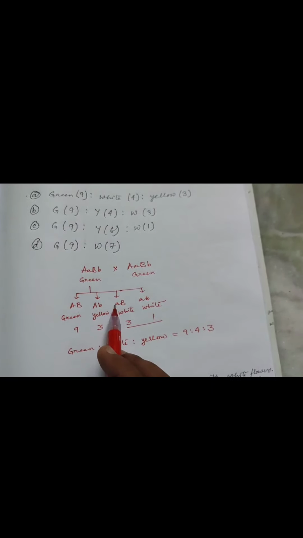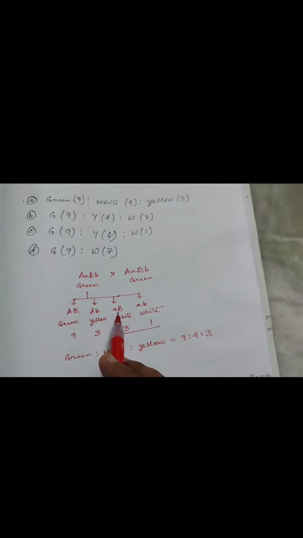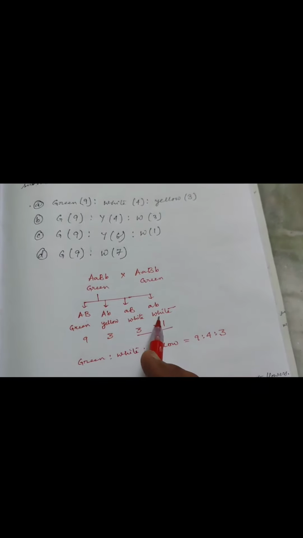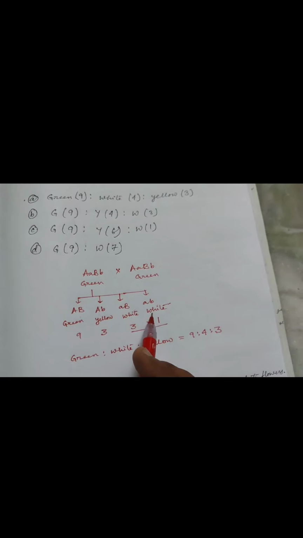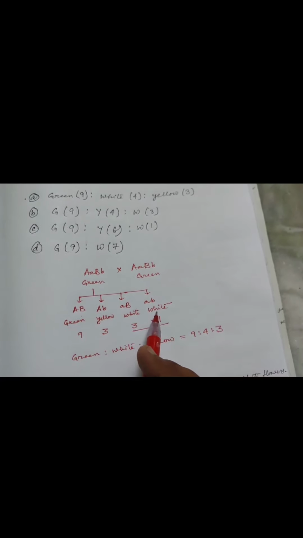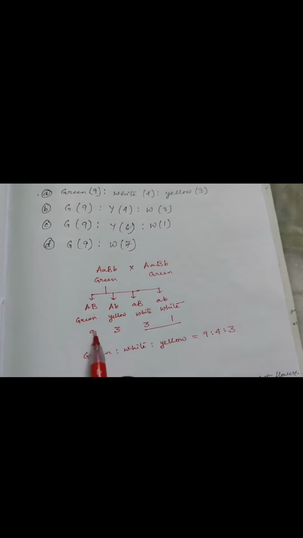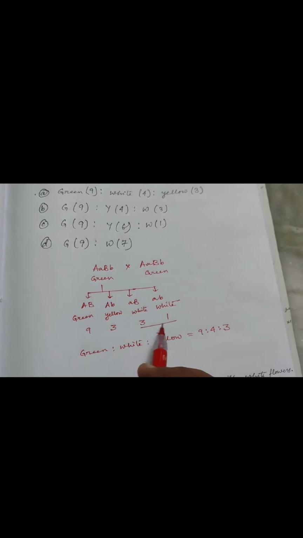Where small a is present, where capital B is present but capital A is absent, as the capital A is absent, the white color cannot get converted into yellow, so the color will be white. And where both the dominant alleles of A and B are absent, the color will obviously be white. So the ratio of green to white to yellow will be 9:4:3. So the correct answer would be option A. Green 9, white 4 and yellow 3.